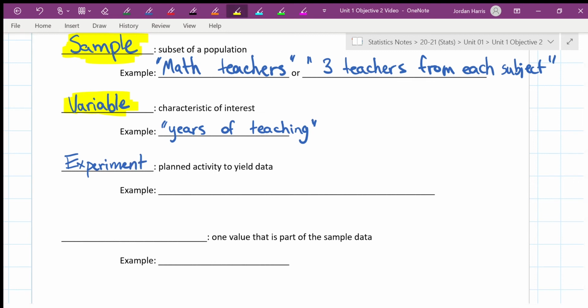Most of you know what an experiment is. You've taken a science class before. I mean, that's how you get your data, right? We go and do something. A planned activity to yield data. We go and do something, we get data.